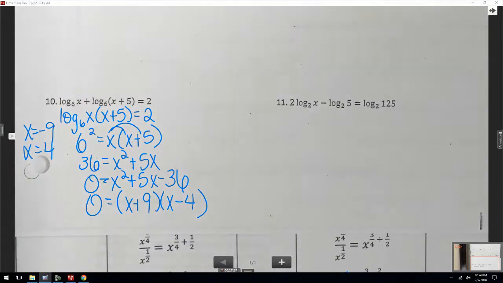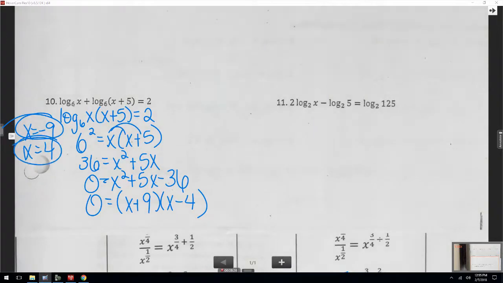Make sure they work. Here we go. So negative 9 plus 5 is negative 4. Negative 4 times negative 9 is 36. Is 6 to the second power 36? Yes, that one works. All right, plug in 4. What's 4 plus 5? 9 times 4 is 36, which is 6 to the second power. Yes. We've got one more. Last one.